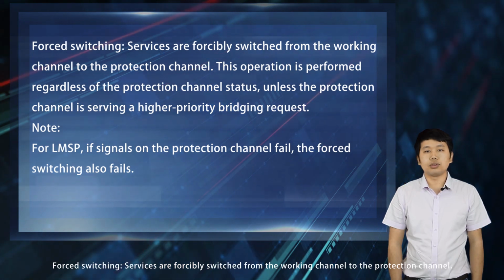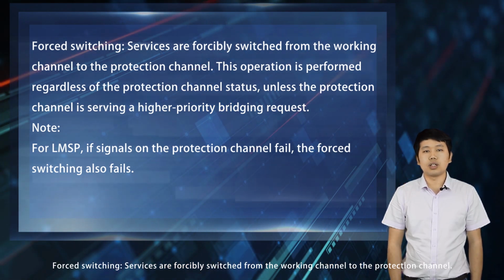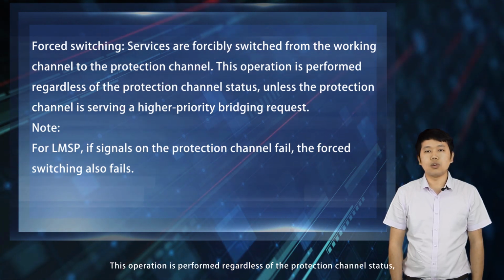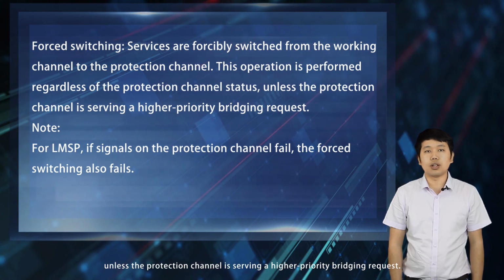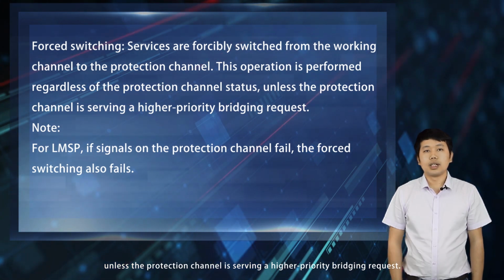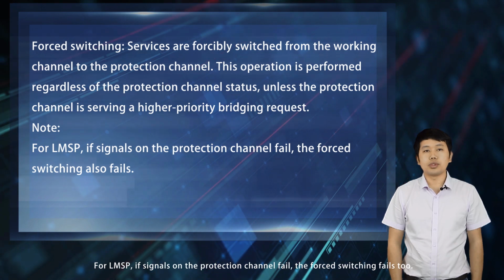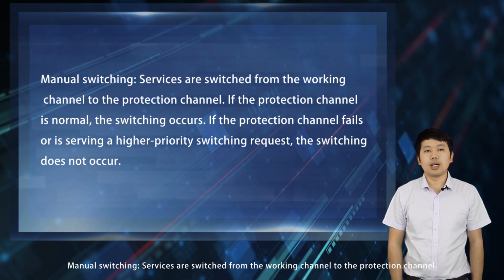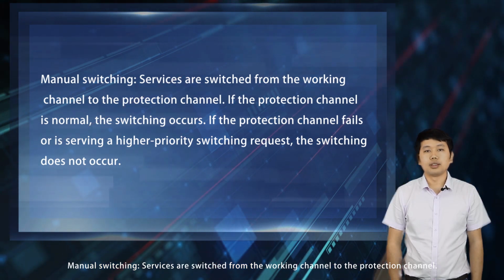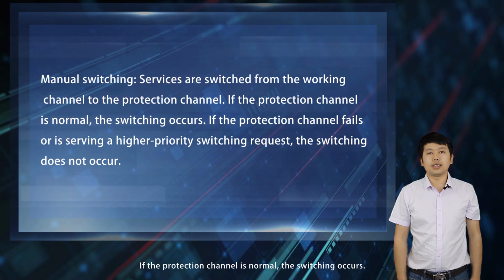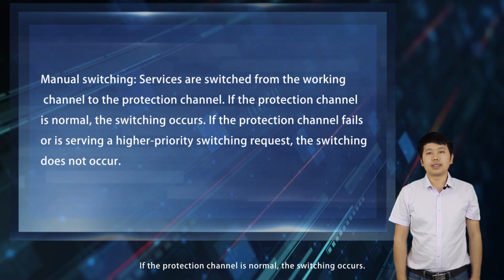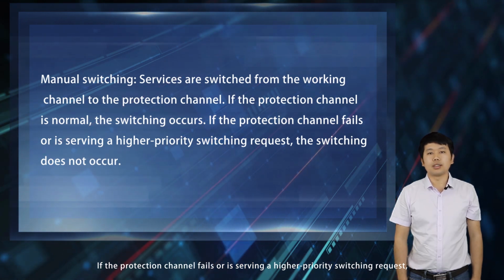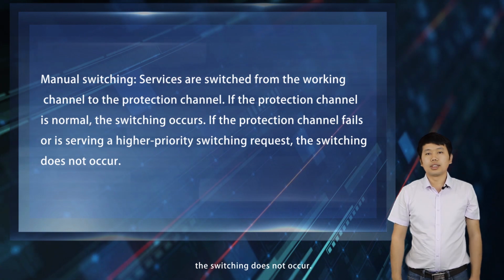Forced switching. Services are forcibly switched from the working channel to the protection channel. This operation is performed regardless of the protection channel status, unless the protection channel is serving a higher priority bridging request. For LMSP, if signals on the protection channel fail, the forced switching fails too. Manual switching. Services are switched from the working channel to the protection channel. If the protection channel is normal, the switching occurs. If the protection channel fails or is serving a higher priority switching request, the switching does not occur.